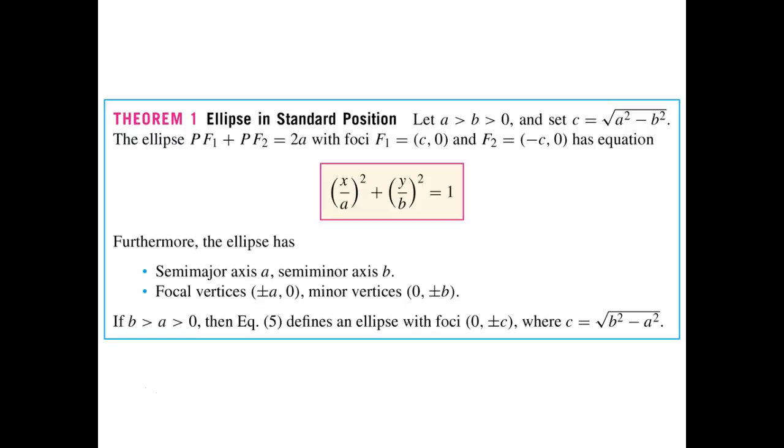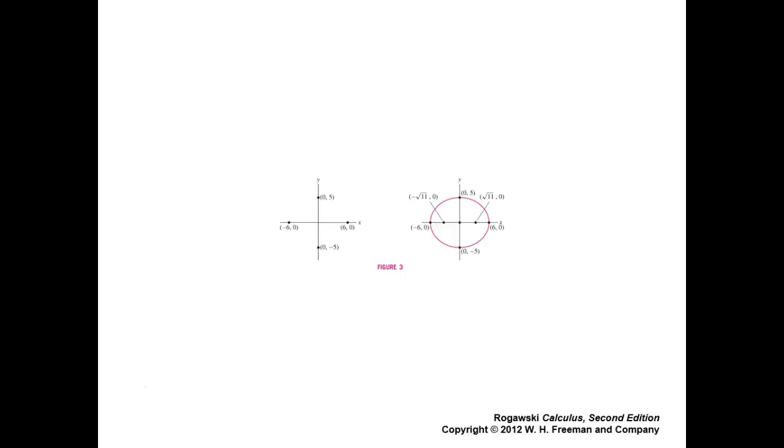Now, if, however, B is greater than A, if both are greater than 0, then the egg is along the y-axis. The axis of the egg is there. And everything else stays the same. So now you have 0, plus or minus C for where the foci are. Okay. I think we beat that to death.